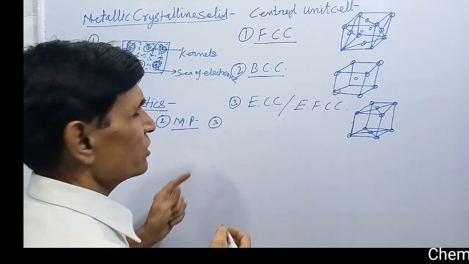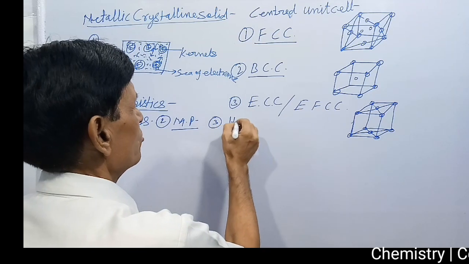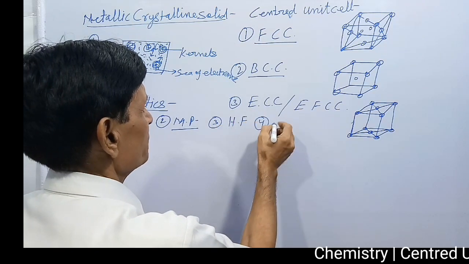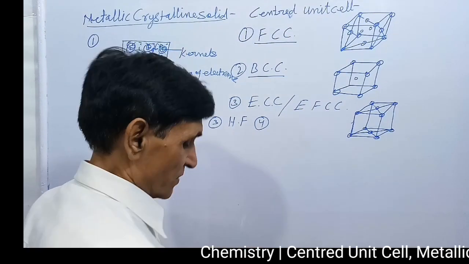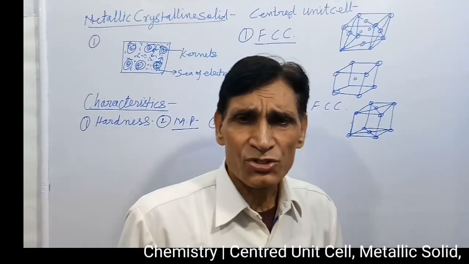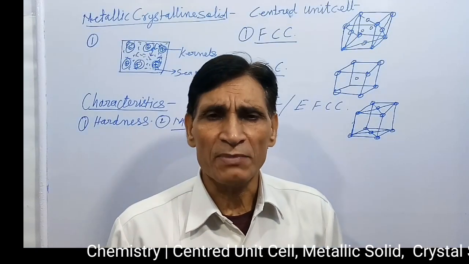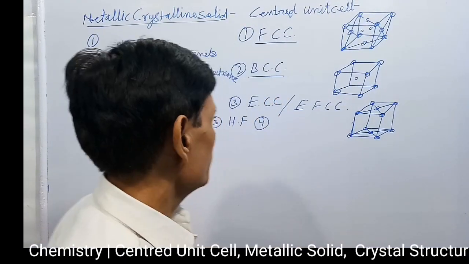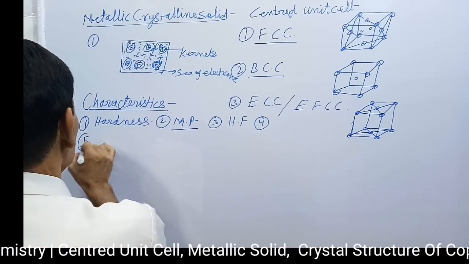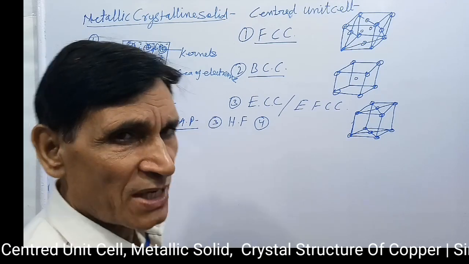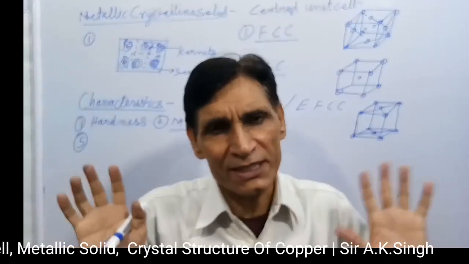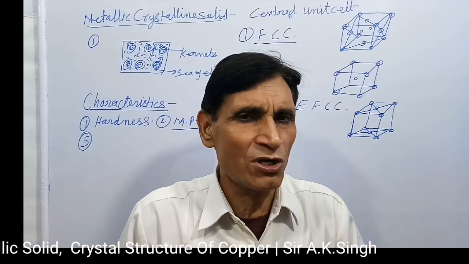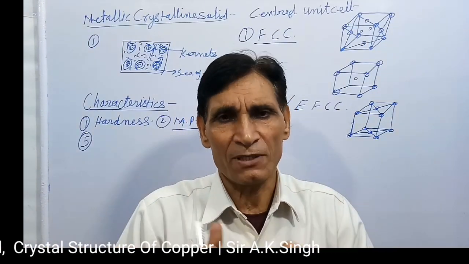Number 3, heat of fusion. They have moderate heat of fusion. Number 4, metallic luster. They have brilliant luster, shining, which is called metallic luster. Now next, malleability. Metals are malleable. Metals can be hammered into thin sheets without breaking. Because of a strong metallic bond, metals are malleable.